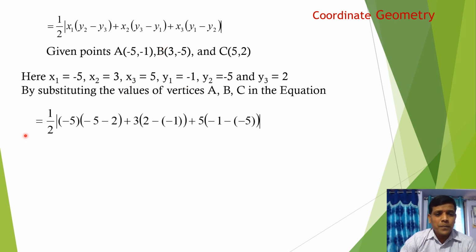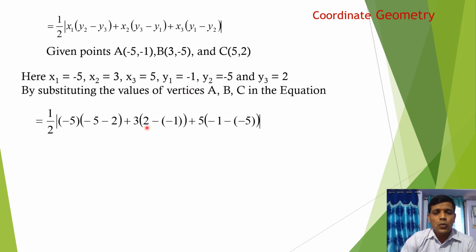So half into x1 means minus 5, into y2 minus y3. y2 means minus 5, y3 means 2, so minus 5 minus 2, plus x2 into... what is the value of x2? x2 equals 3. So 3 into y3 minus y1. What is the value of y3? 2. y1 value is minus 1, so 2 minus of minus 1.